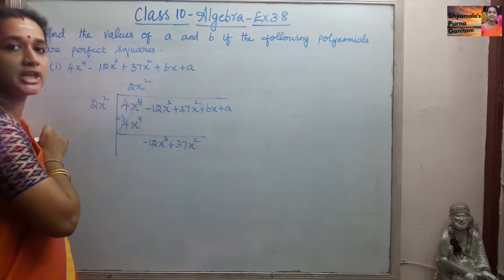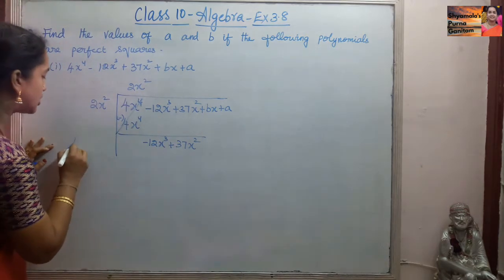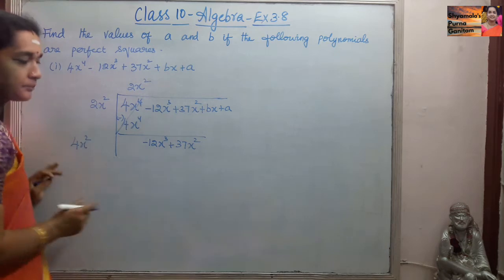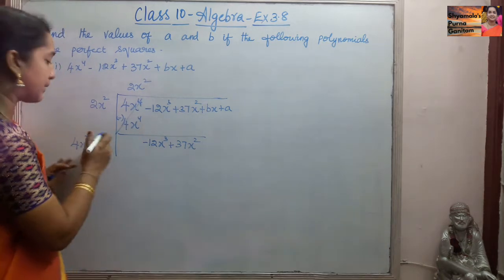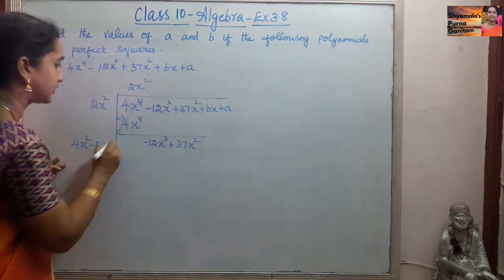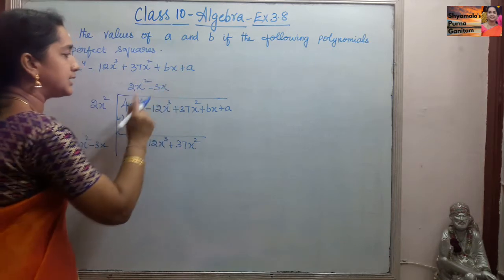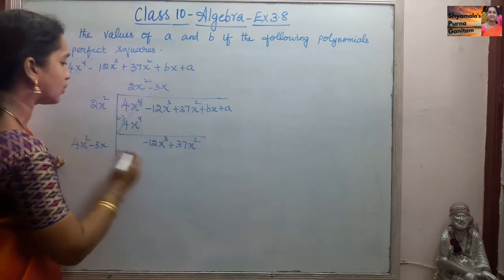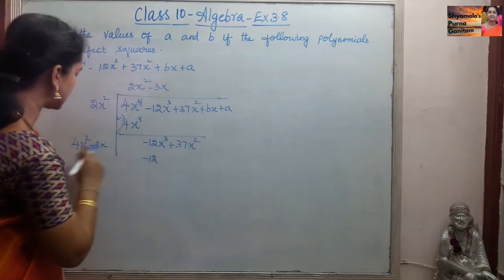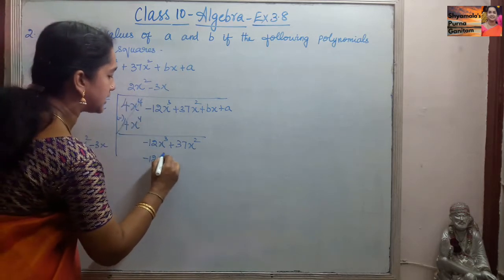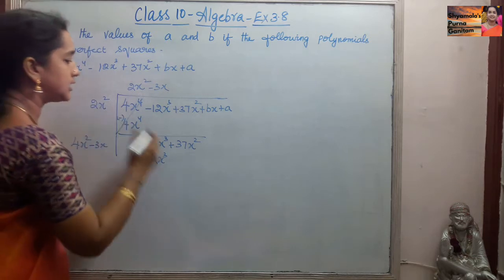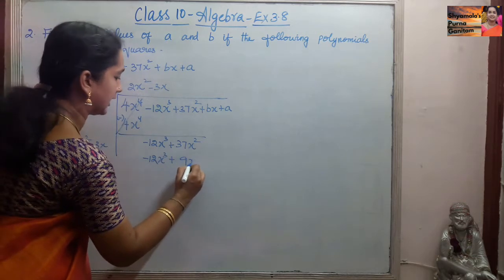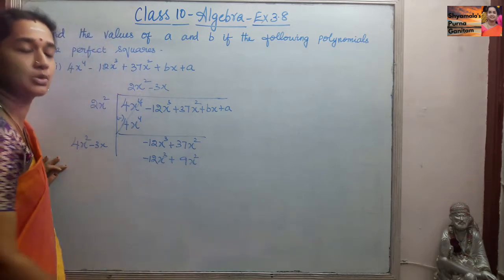Here the quotient has to be multiplied by 2, so it will be 4x squared. Here we multiply by minus 3x. The first term will get cancelled. 4 3s are 12, so minus 12. X squared into x is x cubed. Then minus into minus is plus. 3 3s are 9. X into x is x squared.